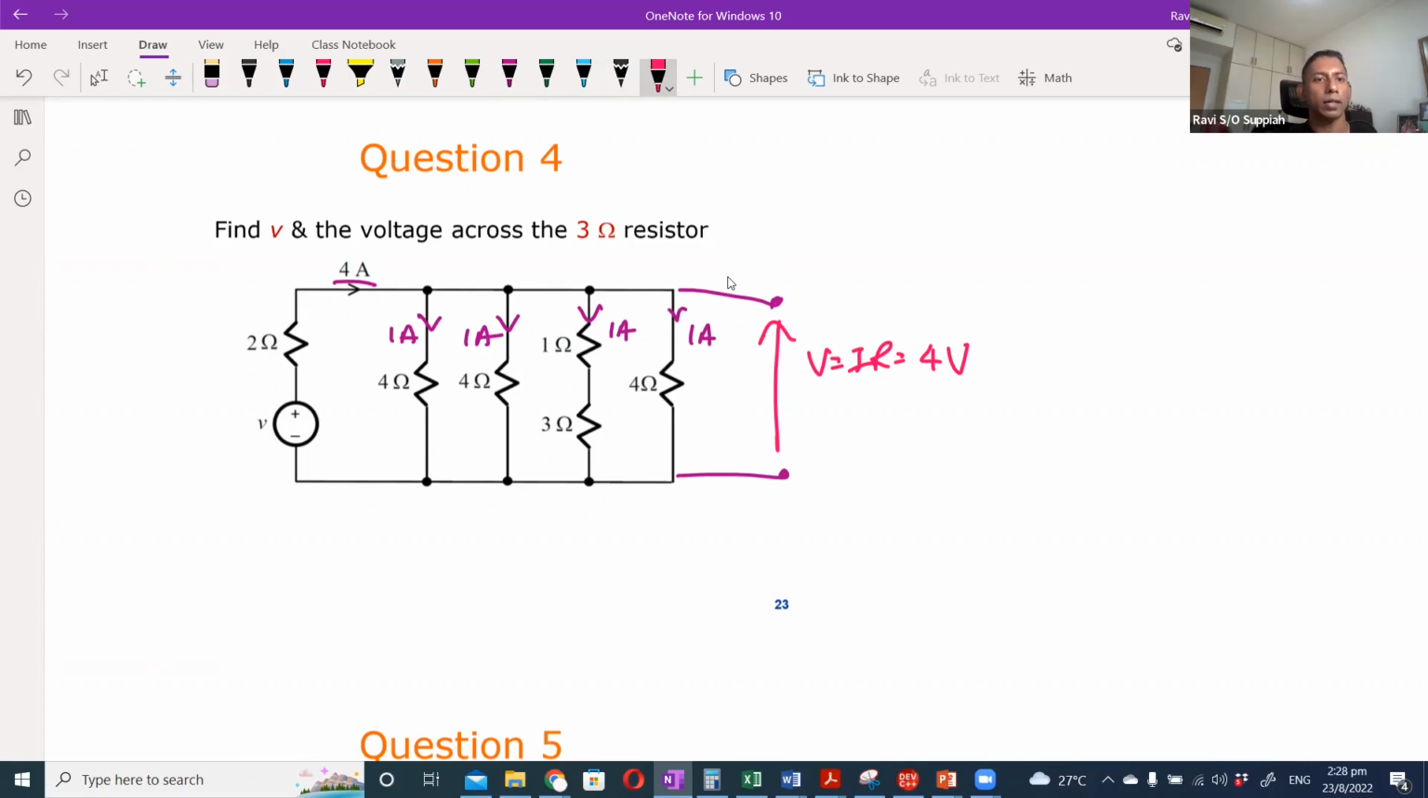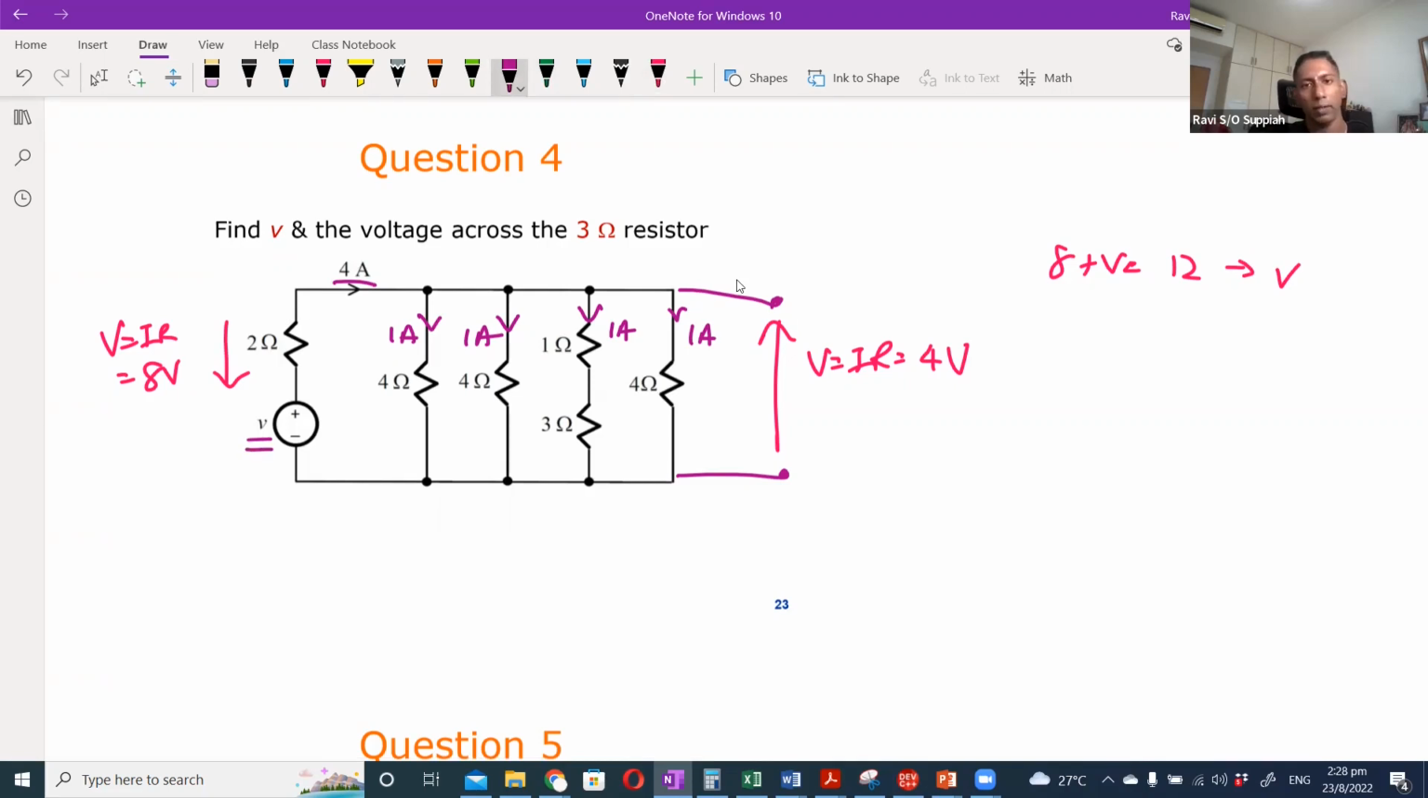Plus, I also have a voltage drop across here, which is 4 times 2, correct? Again, the same IR, which will be 8 volt. So effectively, the total voltage within the circuit is 8 volts plus 4 volts, which will be 12 volt, which is your V. So that is the total voltage or the supply voltage, which is V.